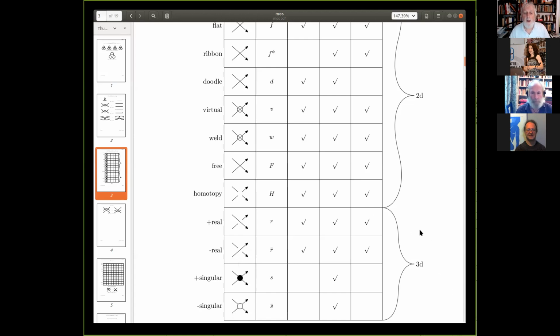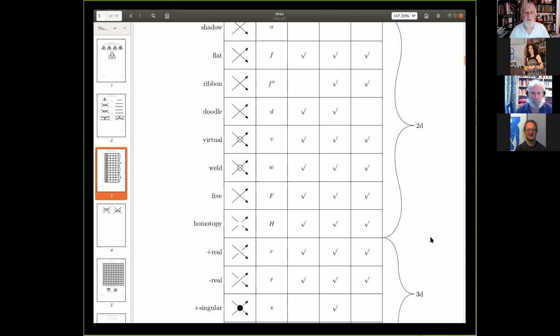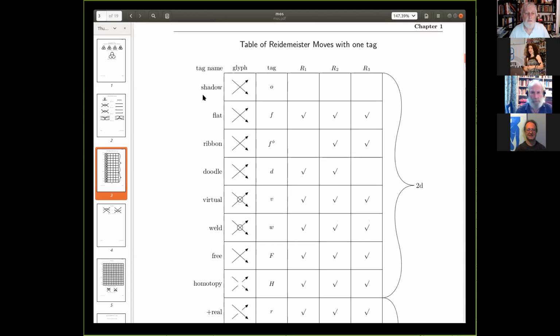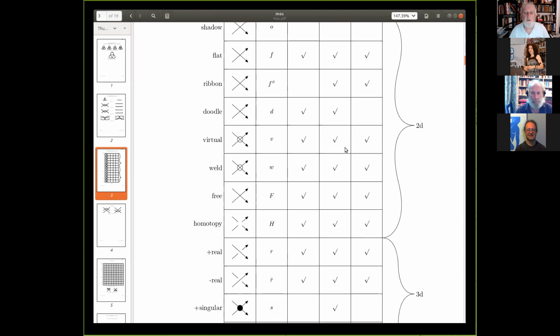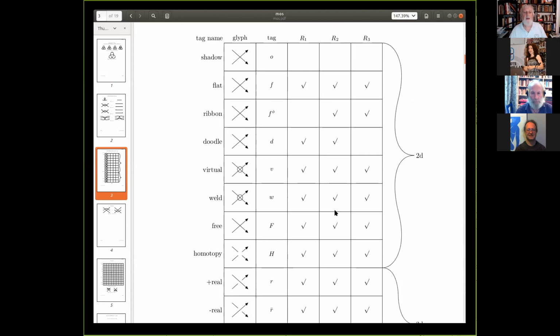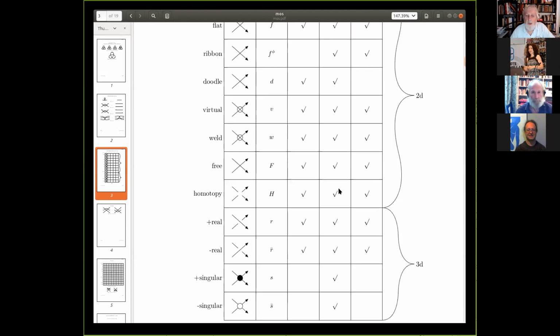And something you will notice is that everything except the shadow, which doesn't satisfy anything, they all satisfy R2. So that's a kind of universal property. Everything seems to have that. Okay, so that sums up what you can do with a diagram in the plane where there's only one kind of crossing, only one kind of tag. But of course, that's not very useful.